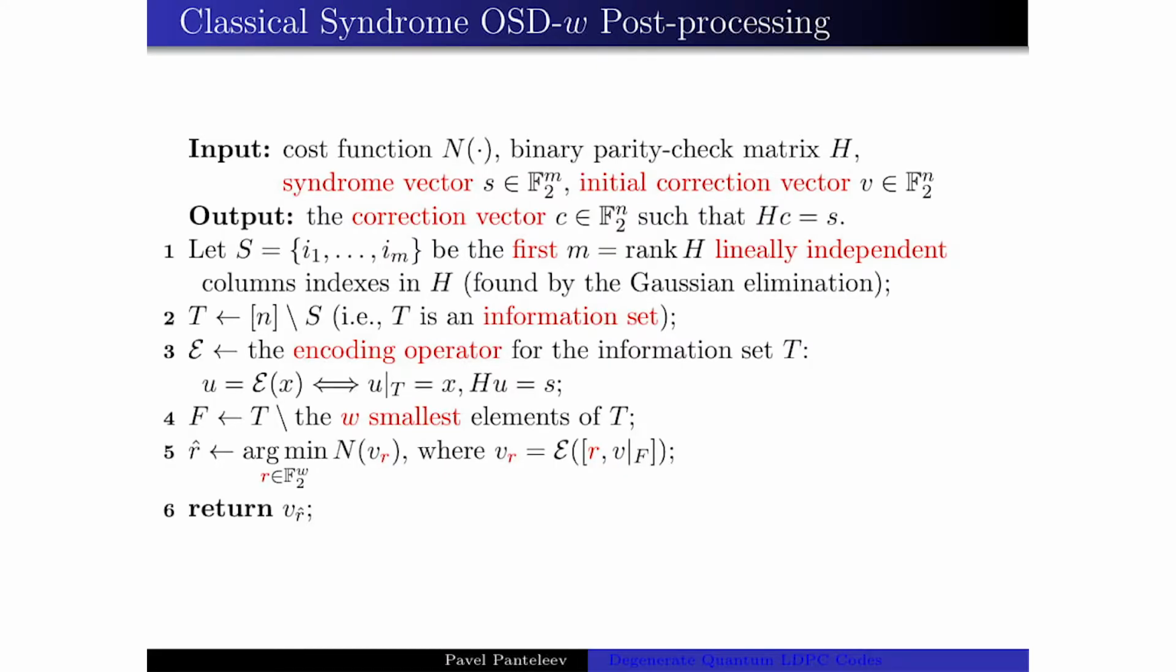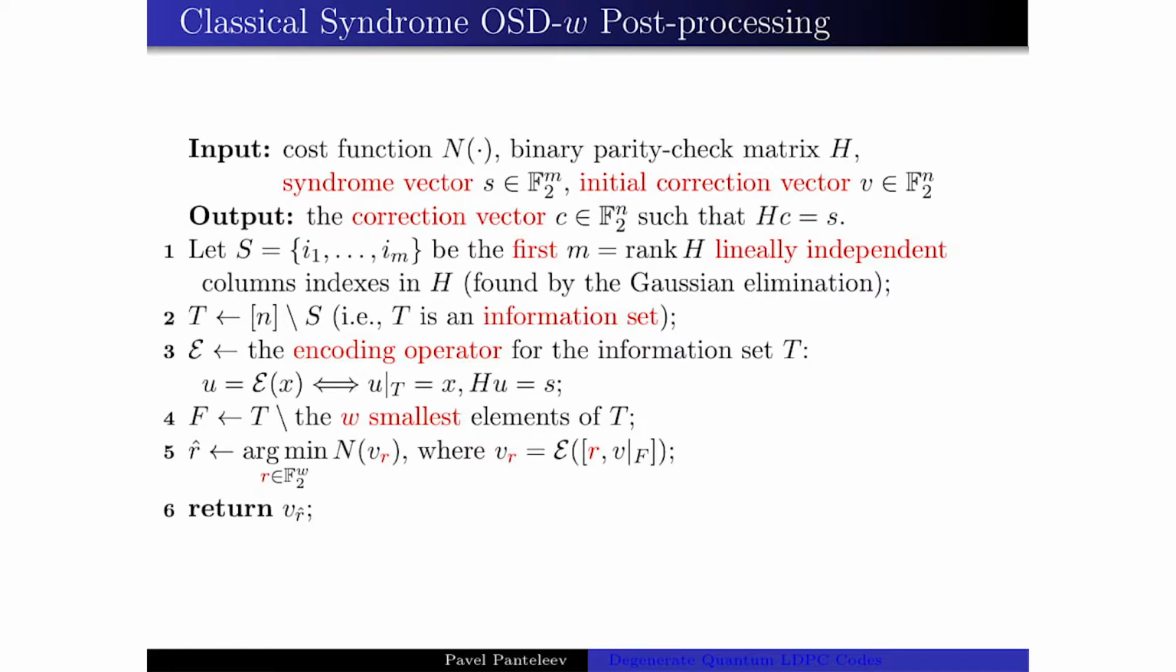So if you use a binary symmetric channel, you use one metric. If you use an AWGN channel, you use another metric. And here in our work, we use a third metric that is related to quantum codes. So as I said, we need to modify this classical OSD post-processor in order to use it with stabilizer codes. Here you can see the necessary modification.